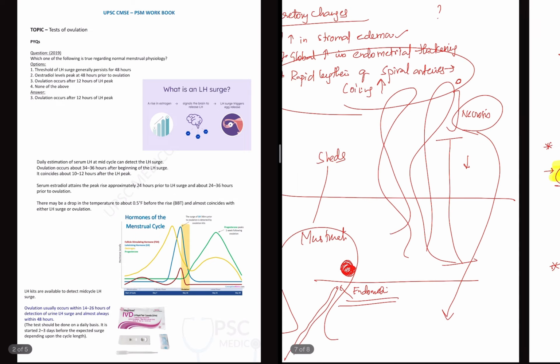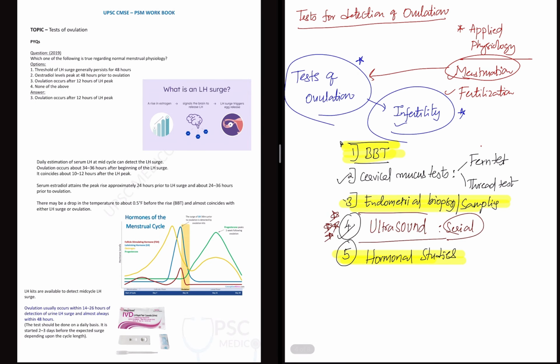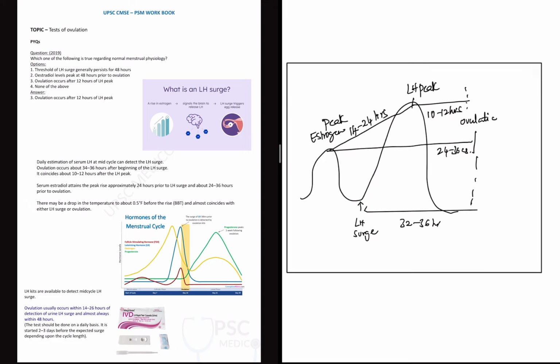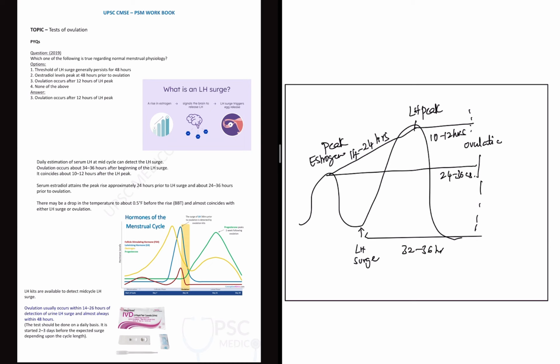Now, we're discussing tests of ovulation. I think we're done with both BBT and endometrial biopsy or sampling. Now let's look at the hormonal studies. In hormonal studies, one area I could see a lot of questions coming up is this one. The simple term, you might have seen so many questions, LH surge. So what is this LH surge?